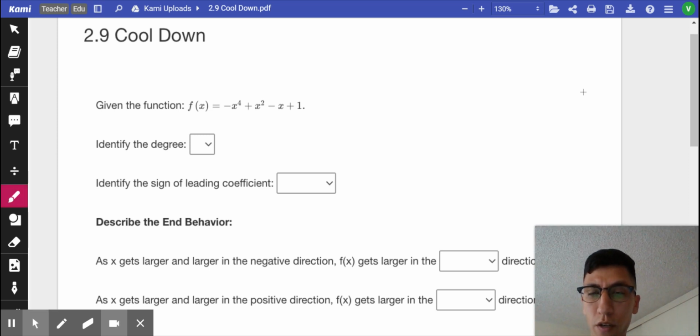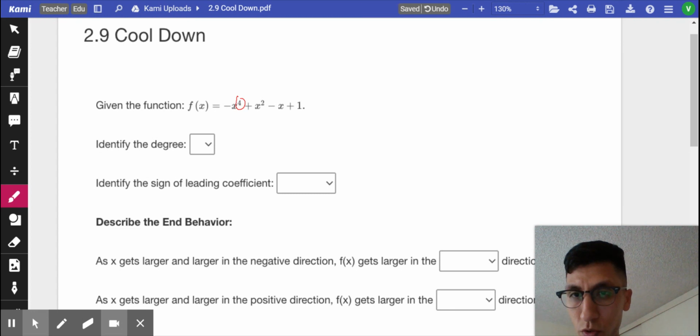So this is 2.9 cool down solution. Given the function f of x equals negative x to the fourth plus x squared minus x plus 1, first identify the degree. Remember, the degree is whatever is the largest exponent. In this case, the largest exponent is 4. So you should have said the degree is 4.